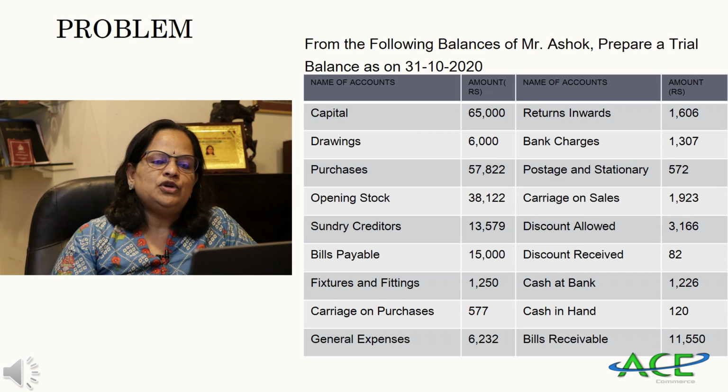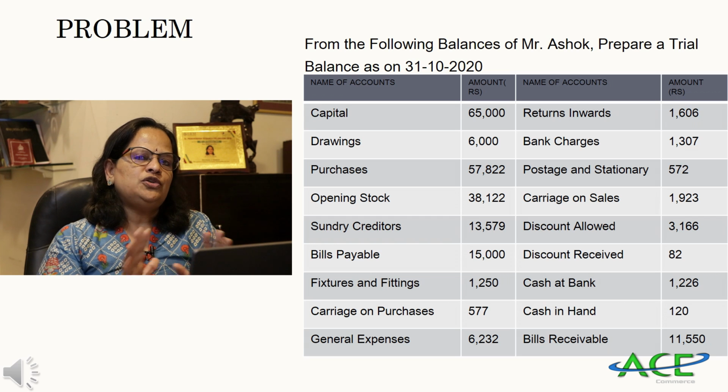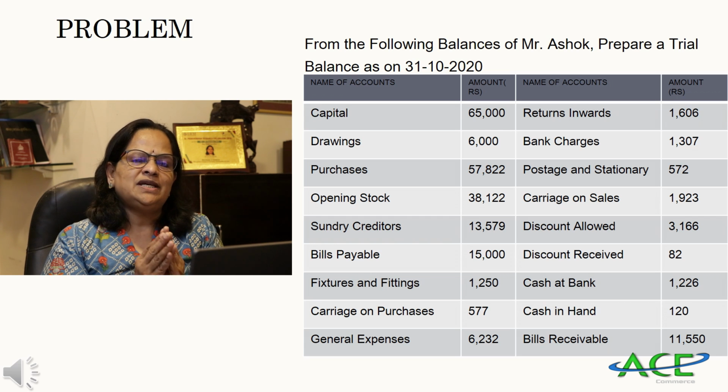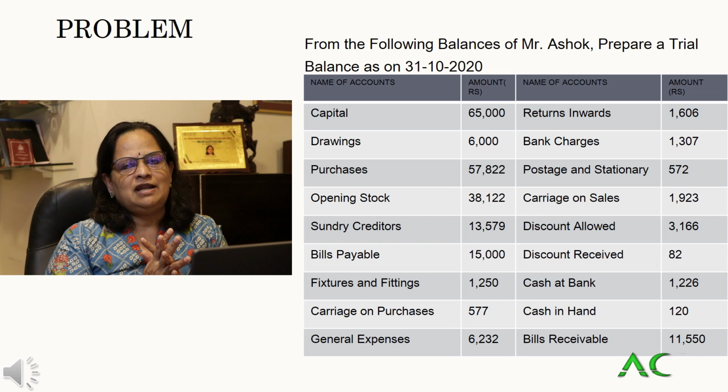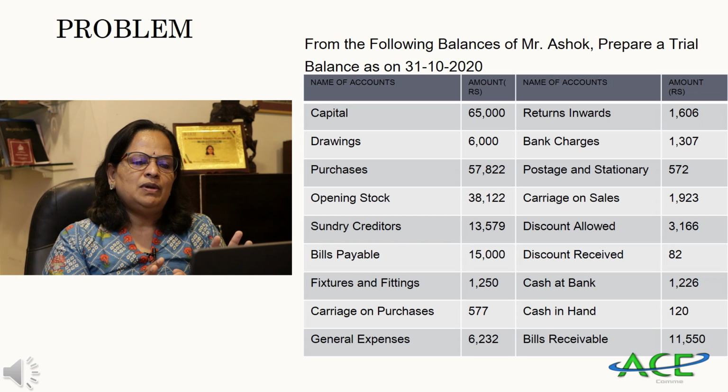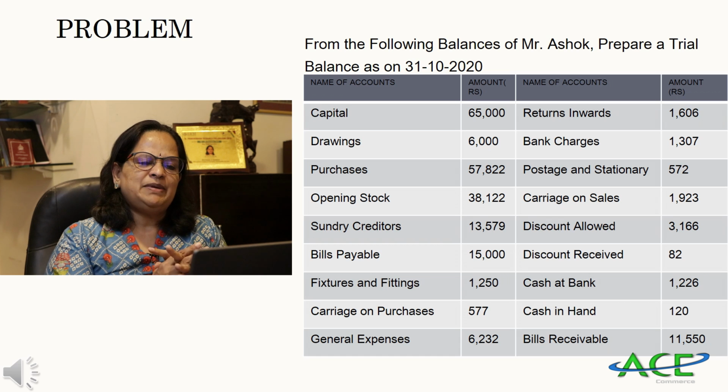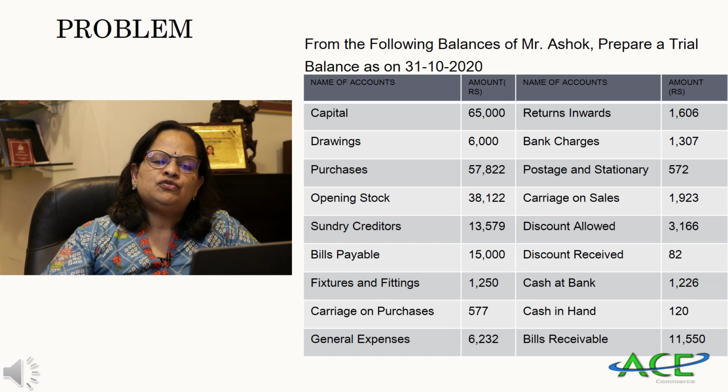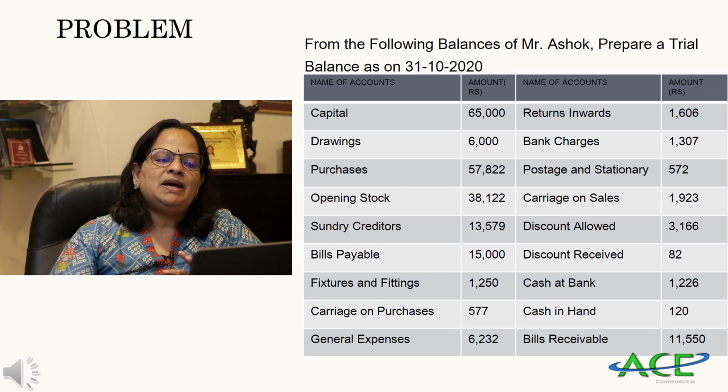Now the problem I am going to explain. I told you I am not going to tell you which is a debit balance or which is a credit balance. You have to identify and prepare the trial balance. I have worked out the problem, and I am giving just the account balances. From the following balances of Mr. Ashok, prepare a trial balance as on 31/12/2020.